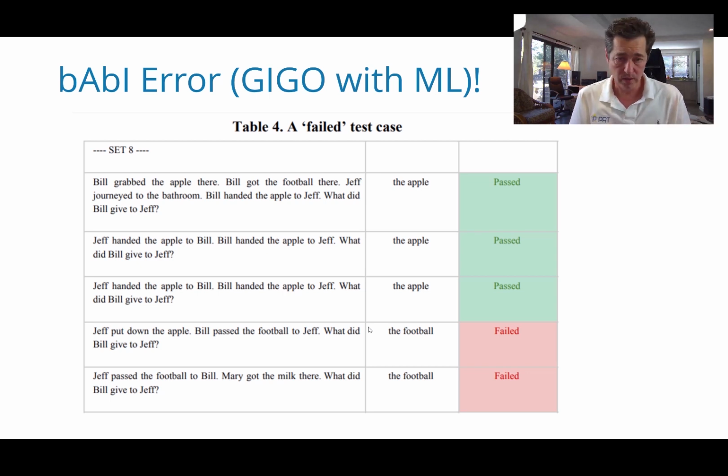So here we'll look at the failed line. Just before the failed line, we've got what did Bill give to Jeff? You've got the apple. Then you've got Jeff put down the apple, so no, Jeff doesn't have it. Bill passed the football to Jeff. What did Bill give to Jeff? So if Bill passes the football to Jeff, then Bill is giving the football to Jeff. So you would think that would be the correct answer, the football, but it failed because, well, we'll have a look at why.